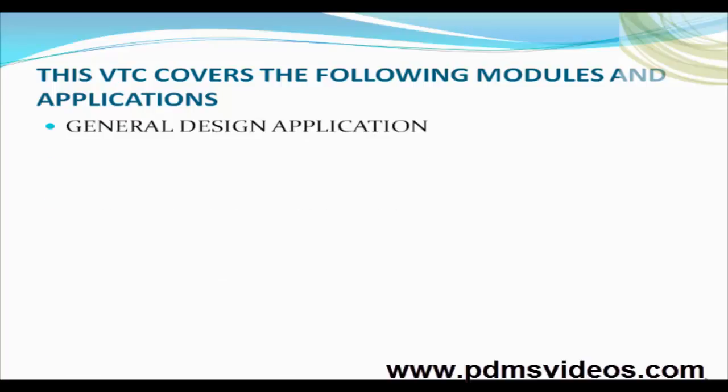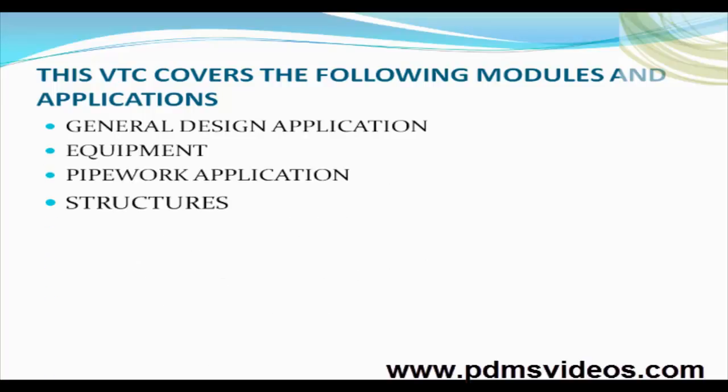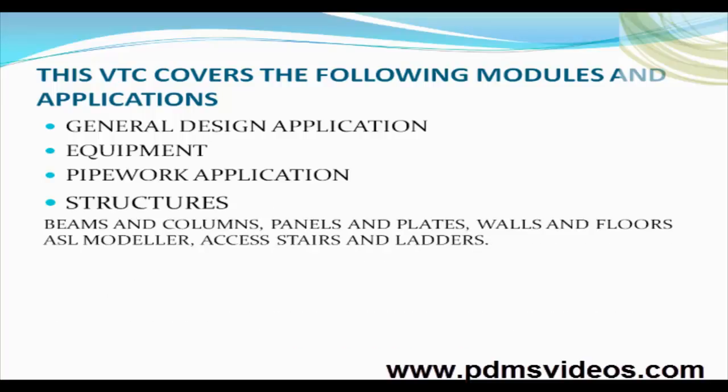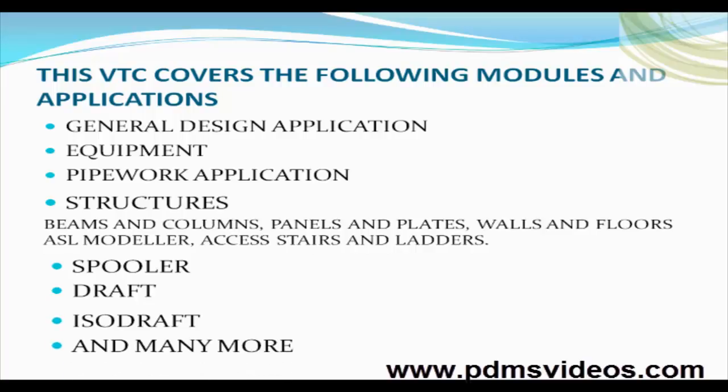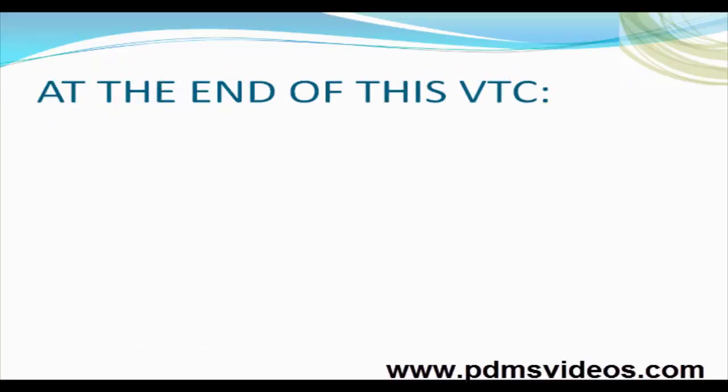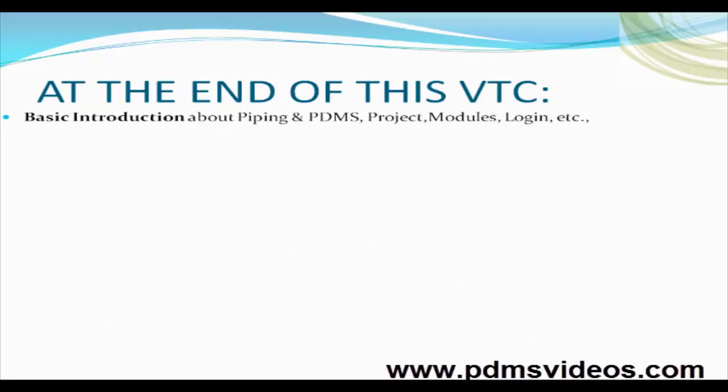But this VTC covers the following modules and applications. We have the general design application. We have the equipment, then pipework application, structures, which include beams and columns, panels and plates, walls and floors, the ASL modeler, access stays, and ladders. Then it also covers the spooler module, and the draft module, and the ISO draft. We also have many more too.